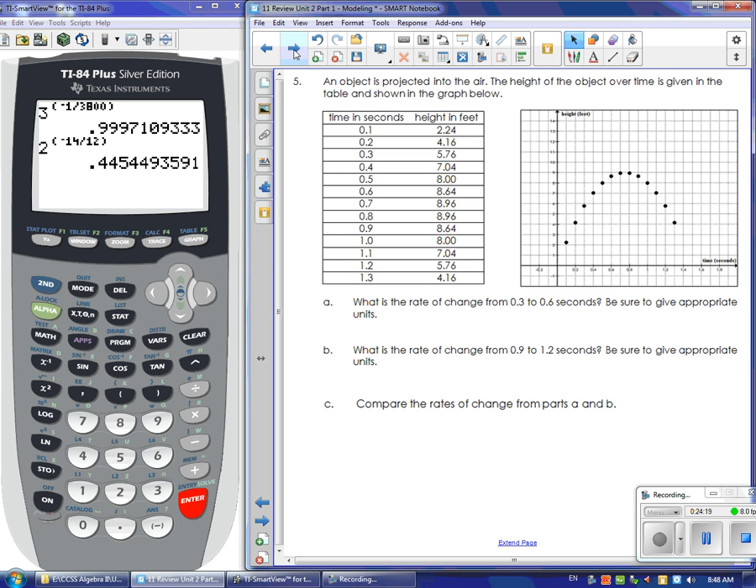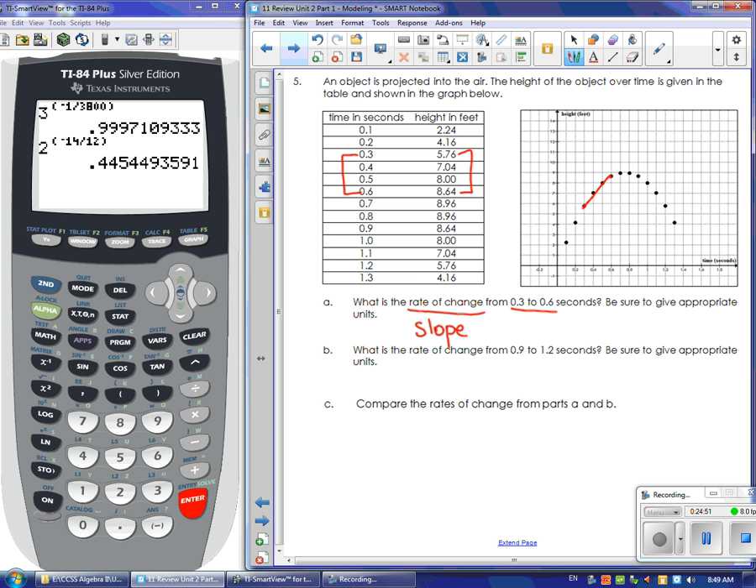Remember, rate of change is slope. So even though this data is curved, what I'm asked to do is find the slope between these two values, between 0.3 seconds and 0.6 seconds. So let me just take a look at my table. I'm looking at the slope between these values. Or in terms of my graph, this is 0.3 and 0.6. I'm looking at the slope of the line here. Okay, so I'm looking at the rise over the run.